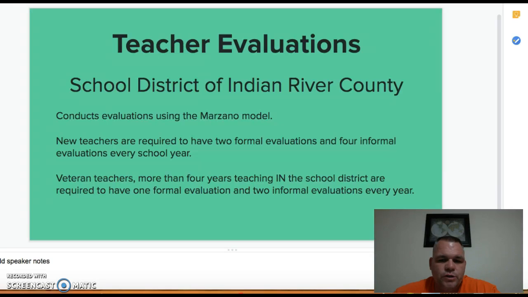But for our formal evaluations, we new teachers get 2 formals and 4 informals. And veteran teachers, anybody that's been teaching for more than 4 years in the school district, get fewer. It doesn't matter, you could be a 20-year teacher. If you come to the school district for the first time with us, you're a new teacher, and you're going to get evaluated on the new teacher model. So you could be in the state of Florida, but if you're not in our district, you have to start over again. But if you've been teaching in the school district for 4 years or more, then you get 1 formal and 2 informals.